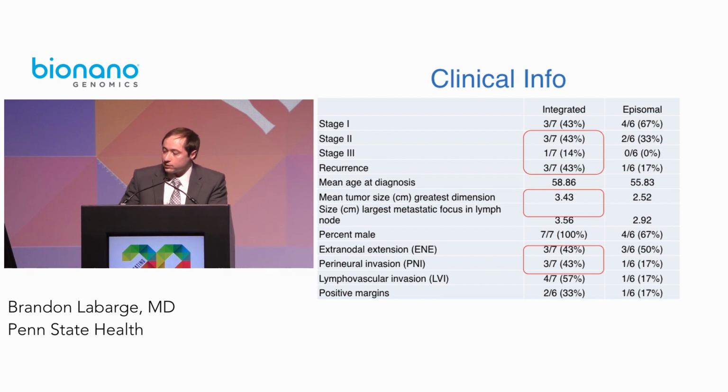Integrated HPV cancers also have a greater association with perineural invasion, meaning the cancer has invaded into the nerve, and lymphovascular invasion, meaning the cancer has invaded into the lymphatics and blood vessels, both of which are associated with worse prognosis. So overall, we can see that the integrated HPV oropharyngeal cancers are more aggressive than the episomal forms.